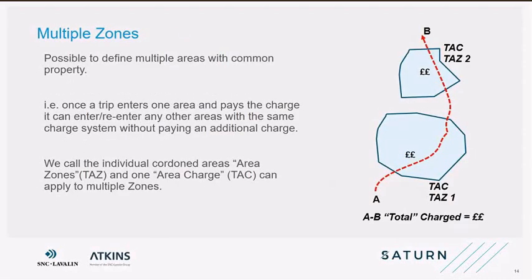You can also have multiple zones with a common property. That is, you can have the same charge system, but two different sets of TAC zones, TAC areas where the charge system is applied. But if a trip traverses through both these TAC areas, because the charge system is still the same, it pays only once. It pays only the charge of £2, whatever you see on the picture. So we call these individual cordon areas zones, and as I said earlier, the TAC is the charge system.